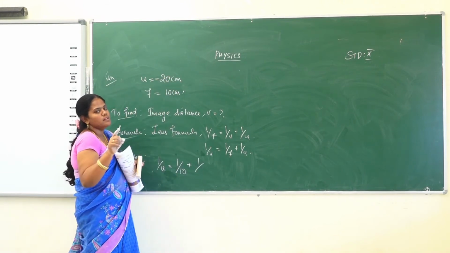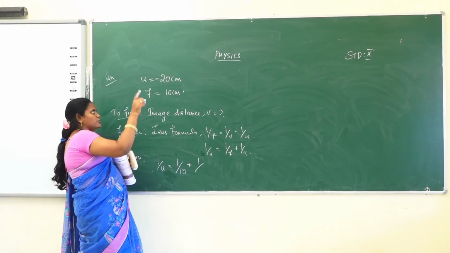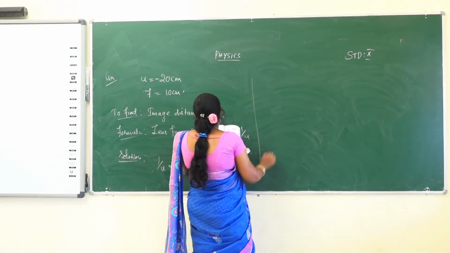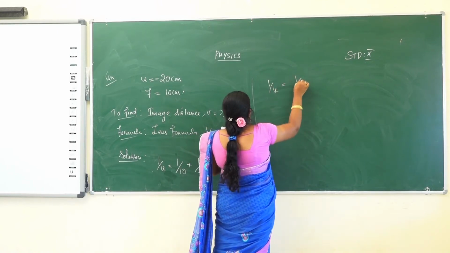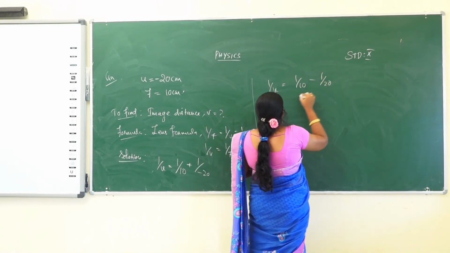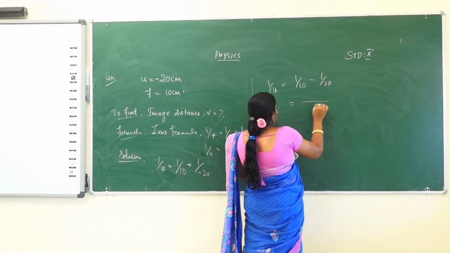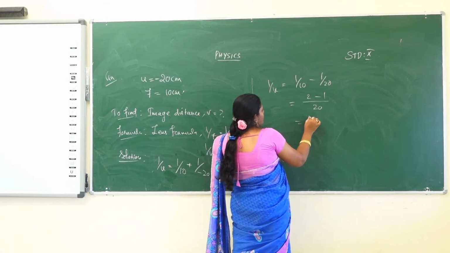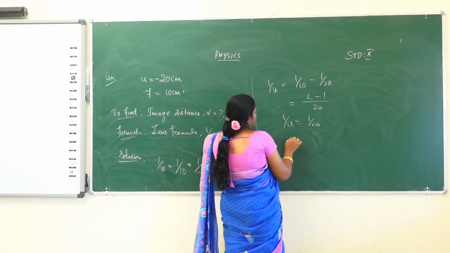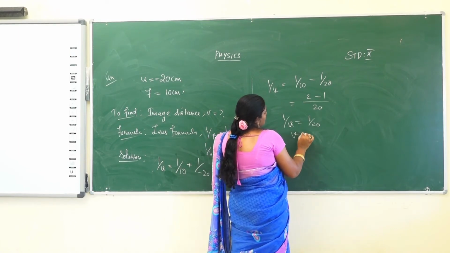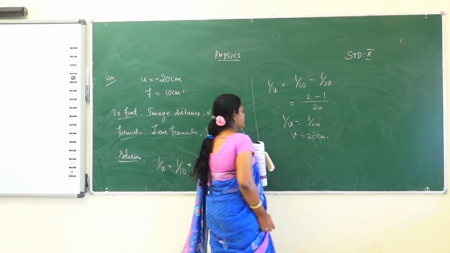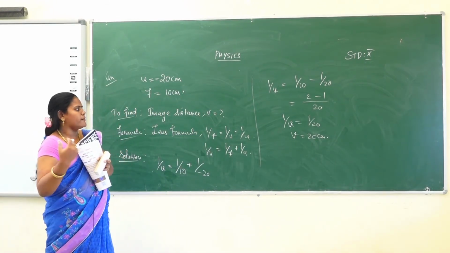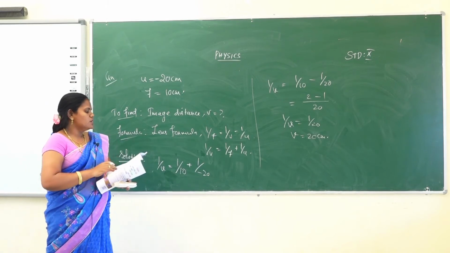But in our problem, the value will be given in positive, but you should take it as negative. So 1 by minus 20. So 1 by V is equal to 1 by 10 minus 1 by 20. Taking the LCM, that is 20, 2 minus 1 by 20, that is 1 by 20. That is the 1 by V, so V is 20 centimeter. So the distance, minus 20 centimeter முன்னாடி நீங்க ஆப்ஜெக்ட் வச்சீங்கன்னா 20 centimeterல இமேஜ் வந்து உங்களுக்கு கிடைக்கும். So that is the V value.